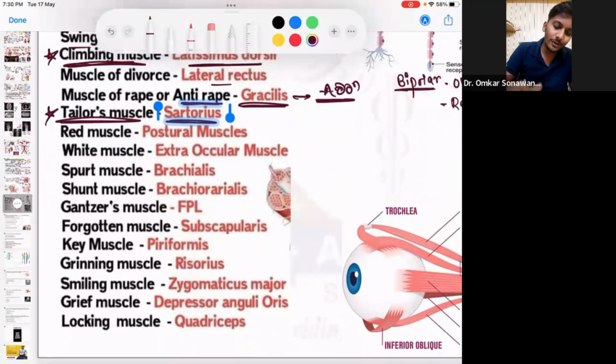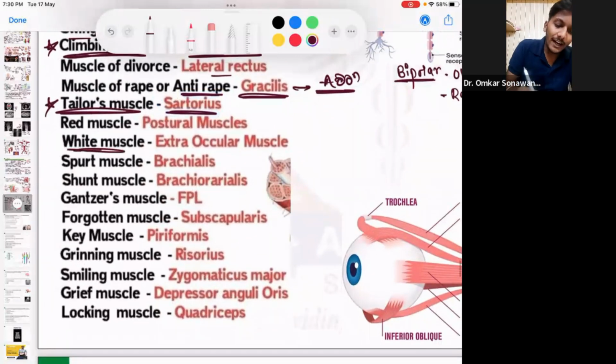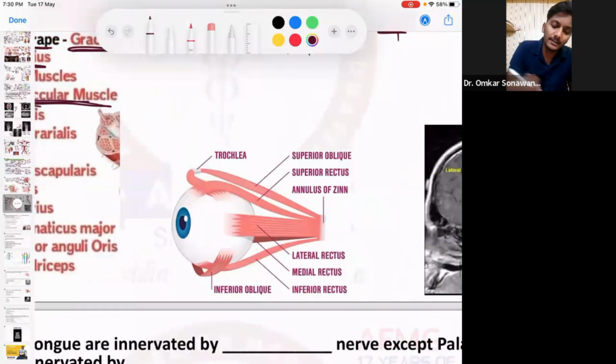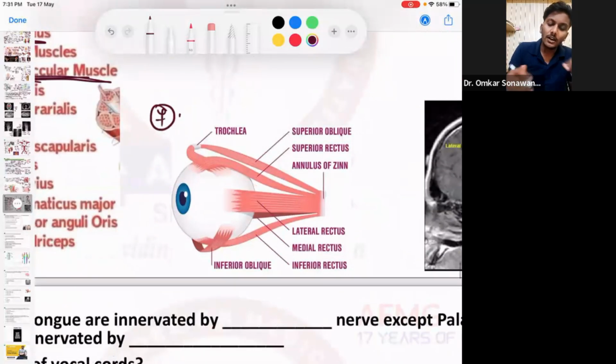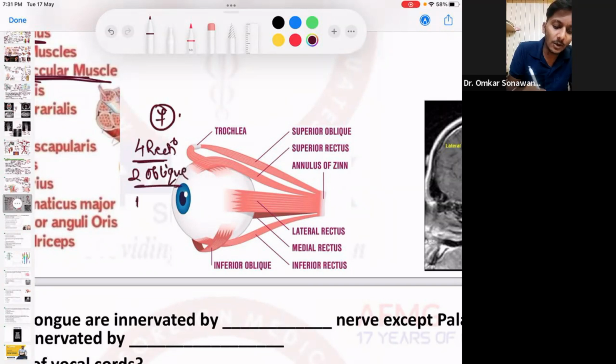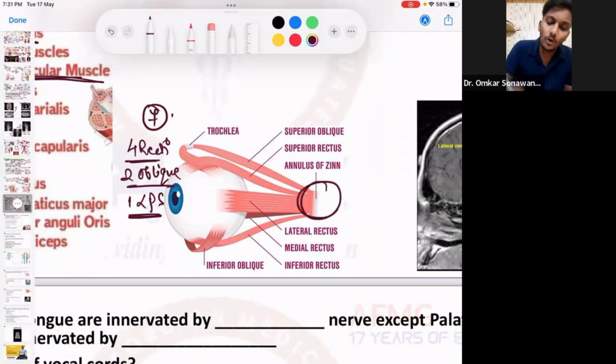Then the red muscle is the posterior muscle. Not important. The white muscle is important. White muscles are the extraocular muscles because the blood supply is a little less. As we saw, how many extraocular muscles are there in total? Seven. All these: four recti, two oblique muscles, and the last one is the levator palpebrae superioris, which is also called the eye opener muscle. The mouth opener is the lateral pterygoid muscle. Important. All these extraocular muscles originate from the annulus of Zinn. They are inserted behind the equator.